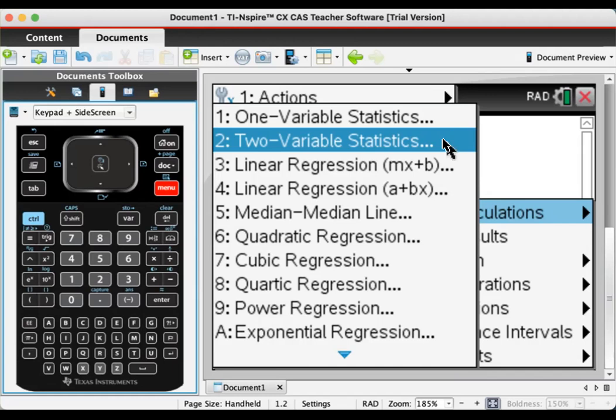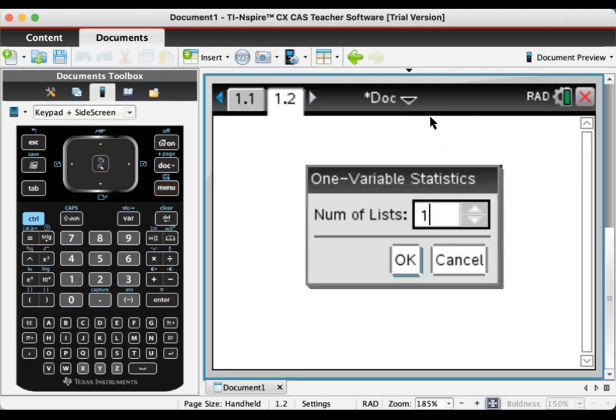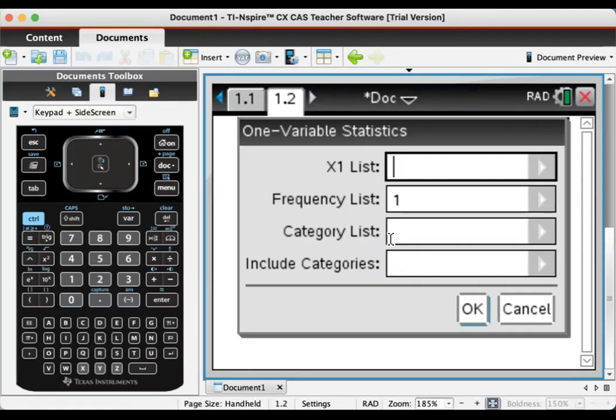Guessing one. 1, because we're only talking about the rainfall, yeah? So 1 variable statistics, we've only got 1 list there in our table. Remember, in our column, we only had 1 column. So press OK. Now, it says X1 list.